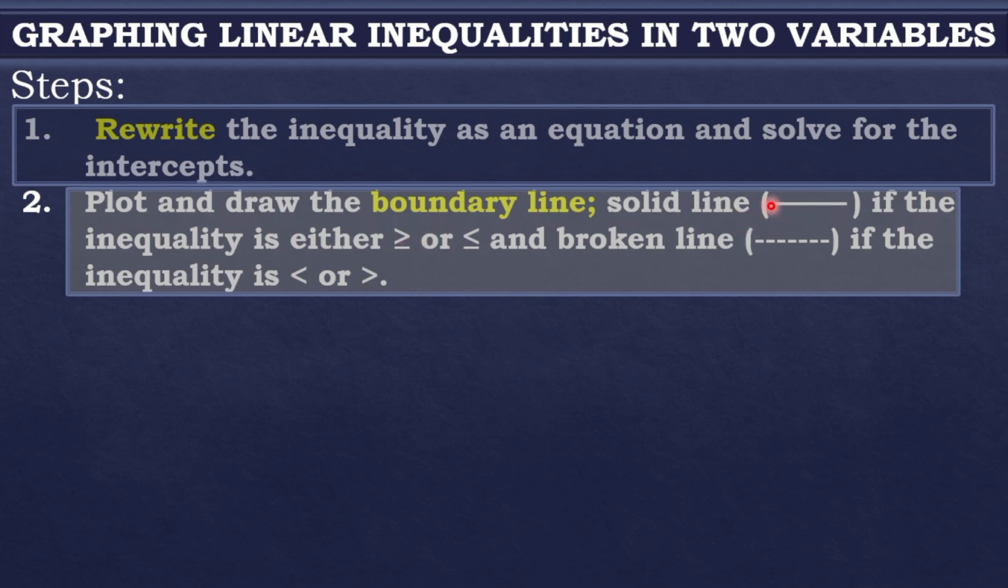Ibig sabihin, yung points na naglalay doon sa ating solid line kasama sa solution. But, if ang inequality mo ay less than lang at greater than, wala siyang equal sign, then your boundary line should be a broken line. That means that your points lying on this line, dito sa boundary line, kapag broken line, ay hindi part of the solution. So, yun lang po ang tatandaan.